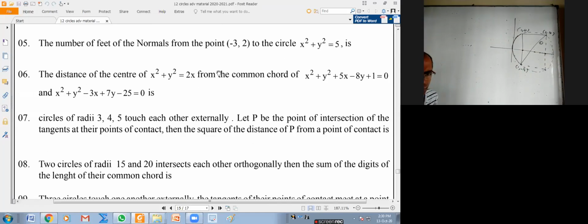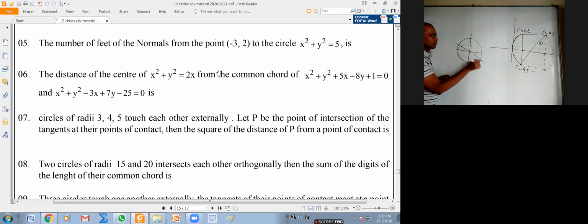Okay. Fifth question is also very simple. Pass through minus 3 comma 2, how many normals? There is only one normal, because in a circle especially, any normal should pass through the center. And minus 3 comma 2 is inside somewhere. Okay, minus 3, 2 is somewhere here.